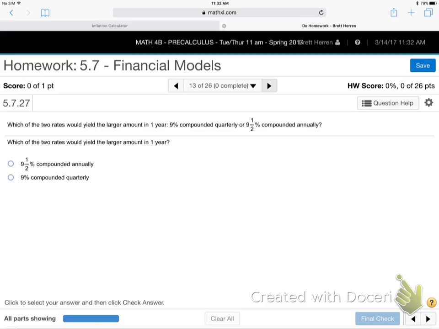All right, let's try this one. So which of the two rates would yield the larger amount? 9% quarterly or 9.5% annually? So, let me help you with this.